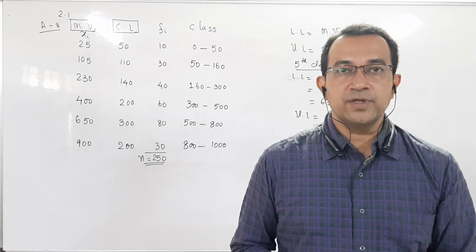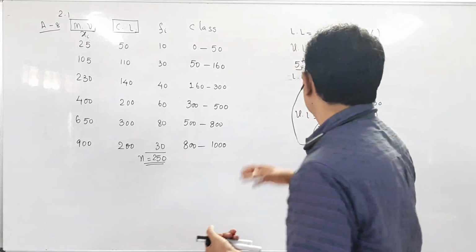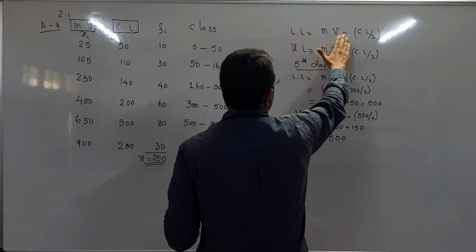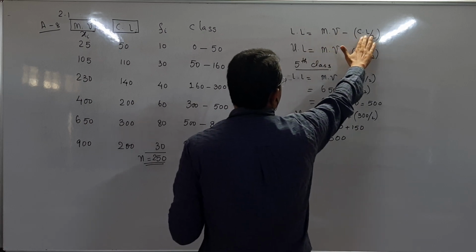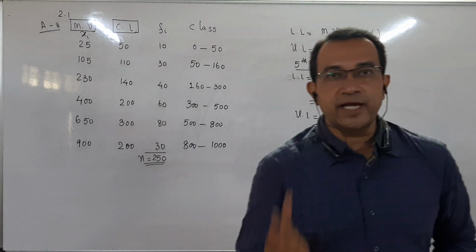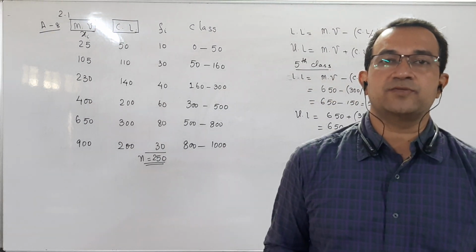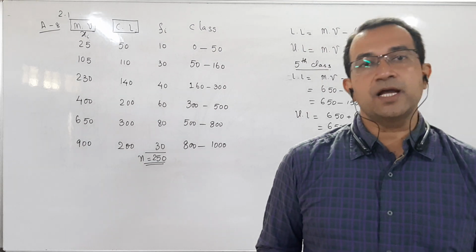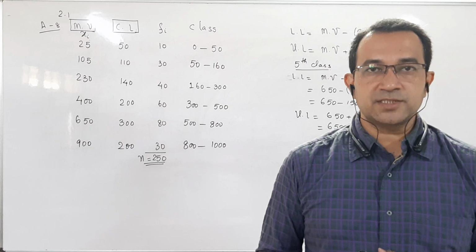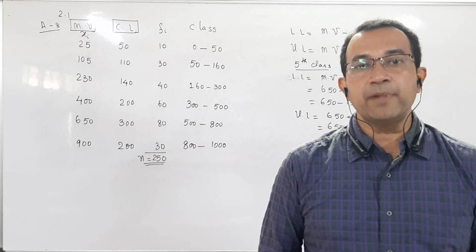So here we have used two important formulas. Lower limit of a class is mid value of that class minus half the class length of that class, and upper limit of a class is mid value of that class plus half the class length of that particular class. So this is what, students, we have to understand, revise and memorize.